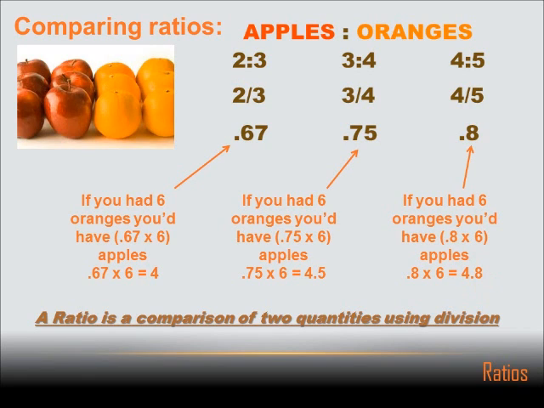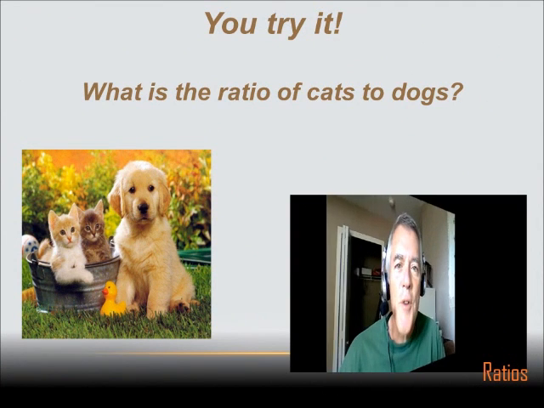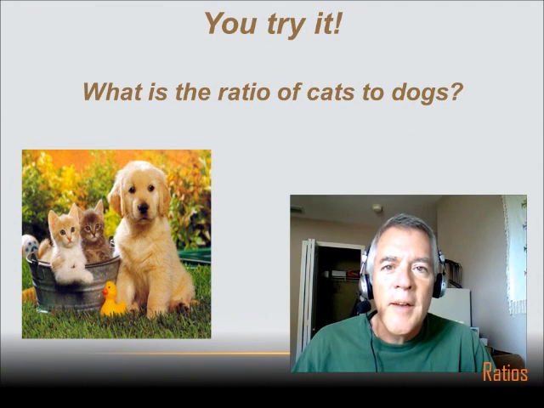4.8 apples. So if we want to compare ratios, the easiest thing to do is to convert the ratio into a decimal. Now you try this one. Hit the pause button, do the problem, and then hit the forward key to move on to the answer.